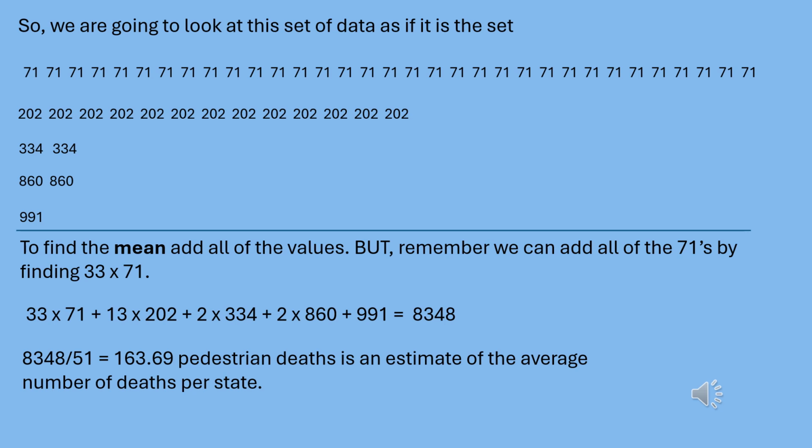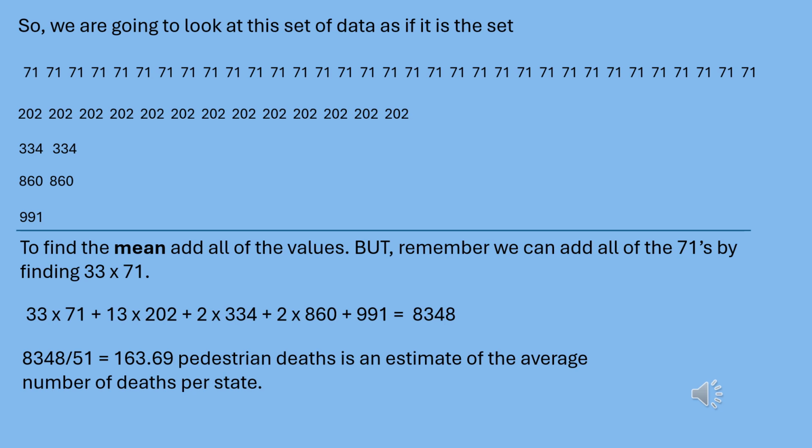Instead, we're going to take 13 times 202. And then we're going to add 334 twice, and then 860 twice, and then our last value was 991. So if you did take the time to add all 51 values up, you would get 8,348. It's just we saved ourselves time by noticing that there was a bunch of duplicates. So the sum of all 51 values is 8,348.